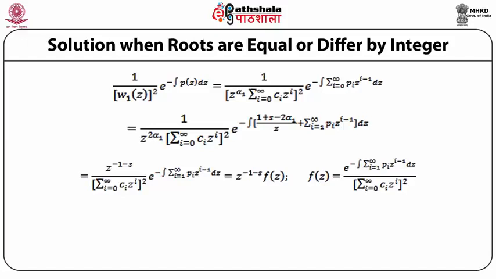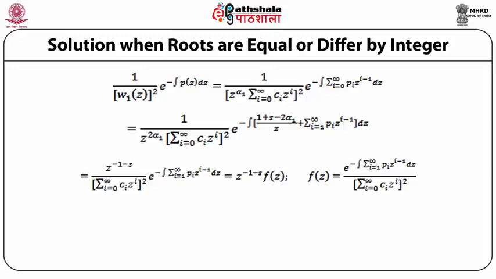This is equal to 1 by z to alpha 1 into 1 by z raised to power 2 alpha 1 into square root of the term within the brackets summation i going from 0 to infinity c i into z raised to power i into e raised to power minus of integral 1 plus s minus 2 alpha 1 by z plus summation i going from 1 to infinity p i z raised to power i minus 1 dz.